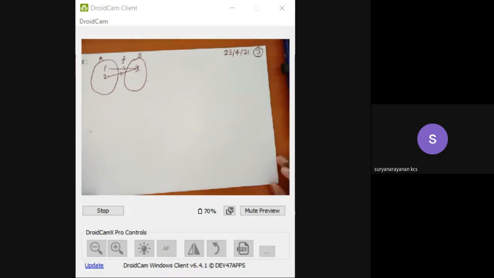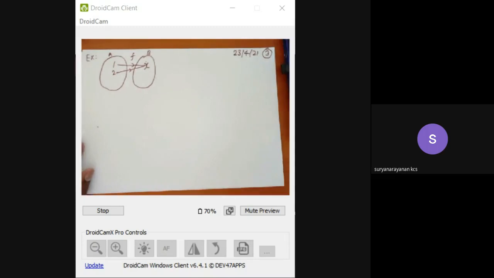Now tell me, which type of function is this one? Is it a one-one function? Is this function a one-one function? Can anyone tell this answer? Yes, sir. Is it a one-one function?